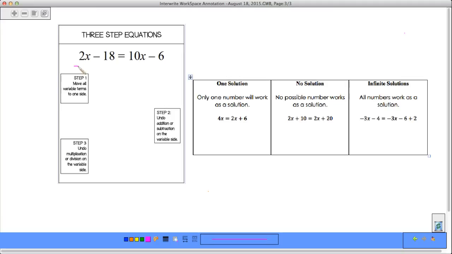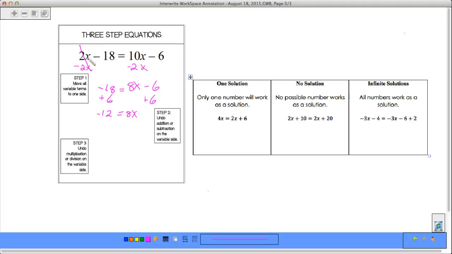To get rid of the positive 2x, I need to subtract 2x. Whatever I do on one side, I'm going to do on the other. 2x minus 2x is 0. That's gone. So I have negative 18 equals 10x minus 2x is 8x minus 6. Step 2 is to undo the addition and subtraction on the same side as the variable. So here's my variable. I need to get rid of that subtraction, to get rid of the minus 6. The inverse of minus is addition. I'm going to add 6. Whatever I do on one side, I do on the other. So that gives me negative 12 equals 8x.